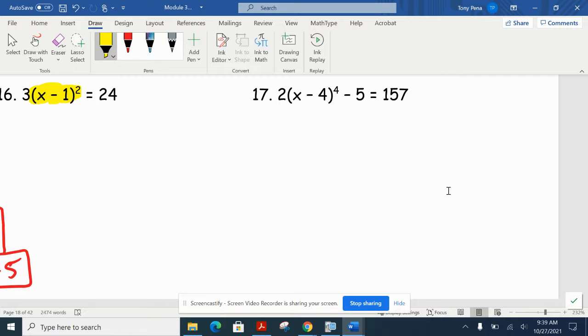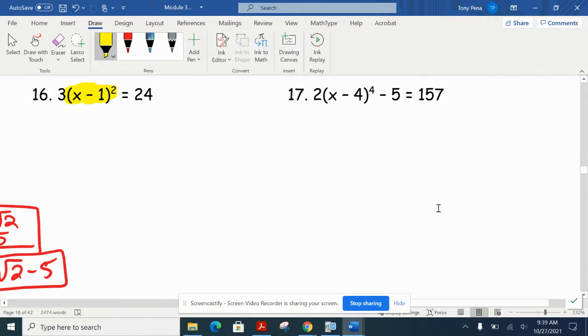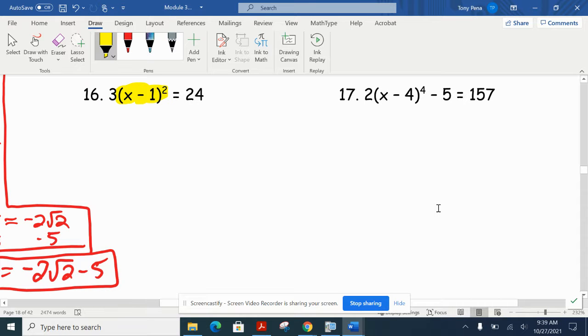Okay, we're 0 for 3 right now in the first 3 that I looked at. So maybe I'm being a little ambitious here. So let's do this one together. All right, so 16. All right, what we need to do is isolate that square term.